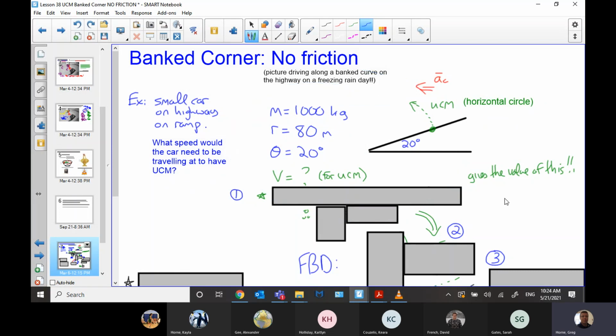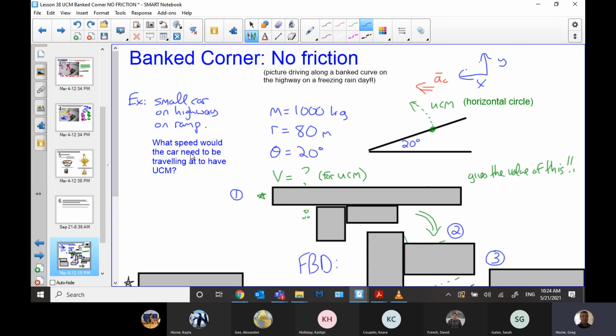So we've got horizontal uniform circular motion, UCM. So the centripetal acceleration is sideways, right? So that's going to be what we're going to define as our x direction. Oh, that's a little crooked. But that's our x direction and our y direction. Basically, as soon as you see an acceleration, you're like, ooh, let's call that the x direction. That's just good practice. And so we've got a small car on a highway on a ramp.